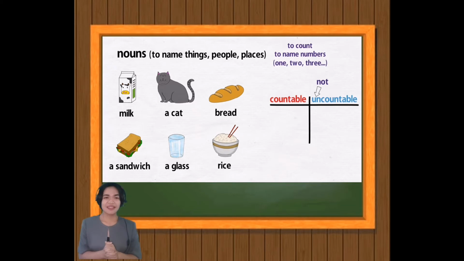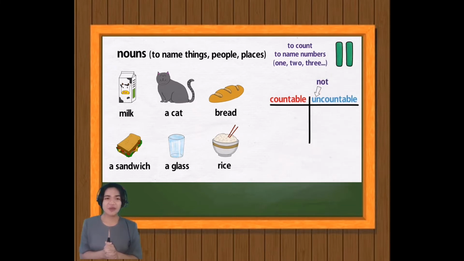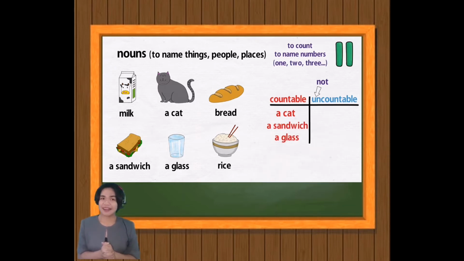Okay, so now that we all know all of that, pause the video and try to categorize these nouns as countable or uncountable. Alright, let's see if you were right. The countable ones are a cat, a sandwich, a glass. The uncountable ones are milk, rice, and bread.